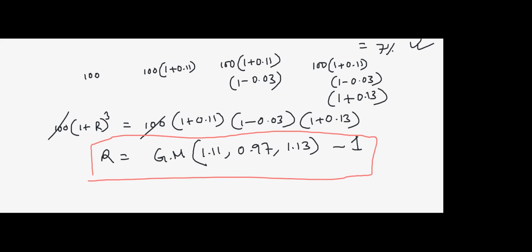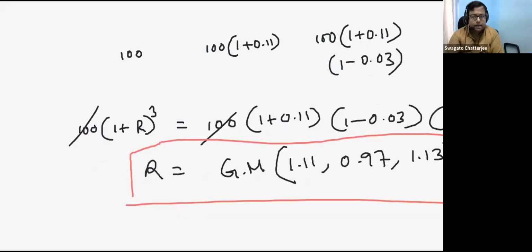Sorry, but I didn't understand this 100 bracket 1 plus R raised to power 3. What exactly is this and why is it equal to that? That is the year-to-year average rate, the average returns for your fund. What is the average yearly return that the fund gives?